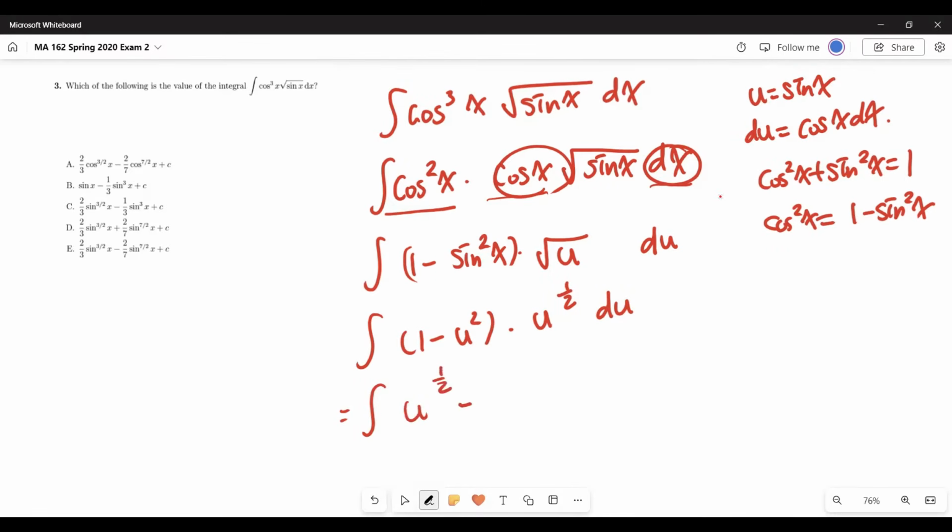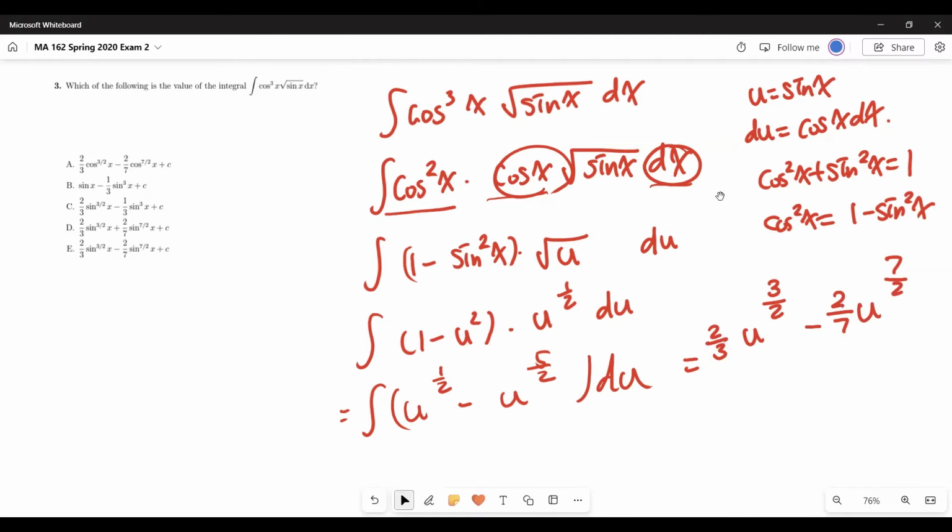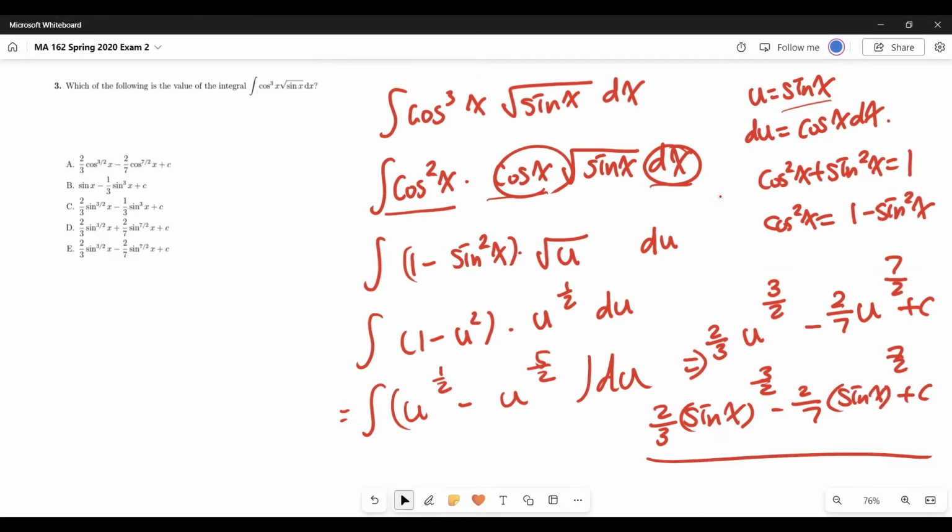So u^(1/2) minus u^(5/2) du. And then if you integrate, this becomes u to the 3/2 power times 2/3, minus u to the 7/2 power times 2/7, plus c. And then we have to put our sine x back in for u. So this just becomes 2/3 sine x to the 3/2 power minus 2/7 sine x to the 7/2 power plus c. So this just equals our answer choice E.